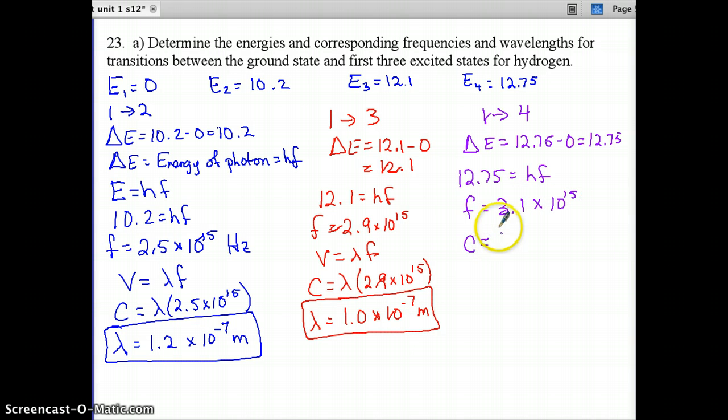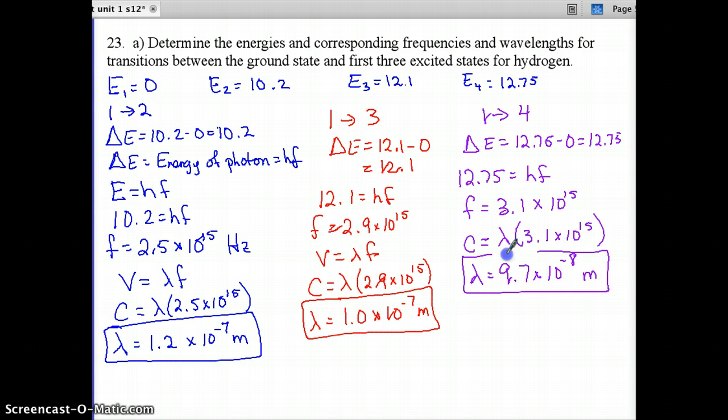And then a wavelength of, this time, 9.7 times 10 to the negative 8th. Notice that my wavelengths are getting smaller and smaller, my frequencies are getting bigger and bigger. As I deal with jumps between levels that are more and more spread apart, I'm dealing with more and more energy. So I have bigger frequency as well and smaller wavelength.